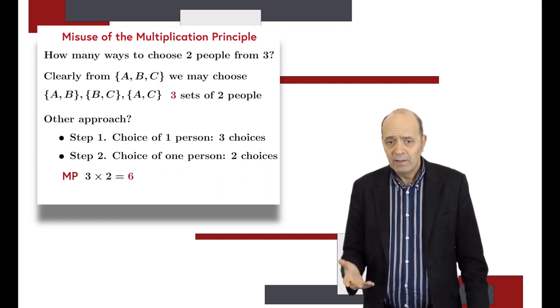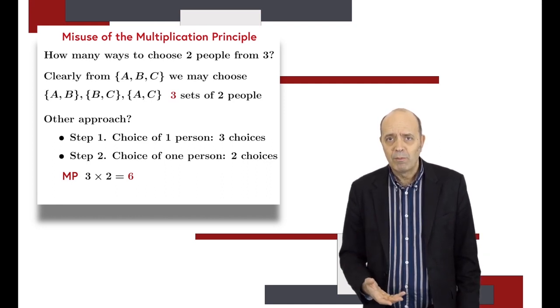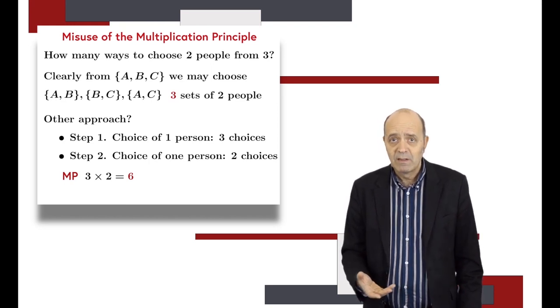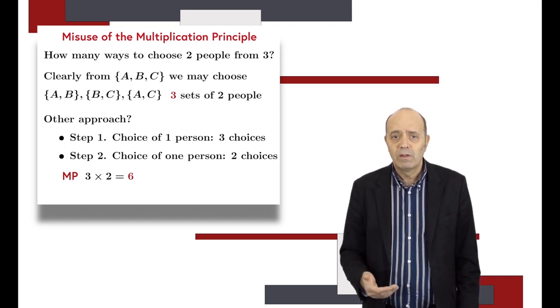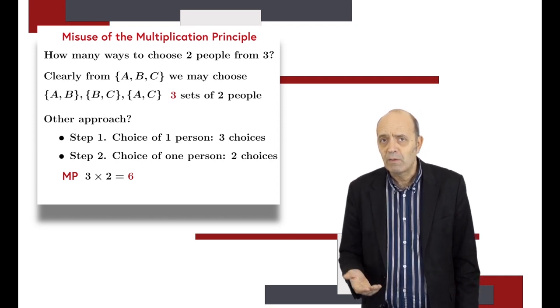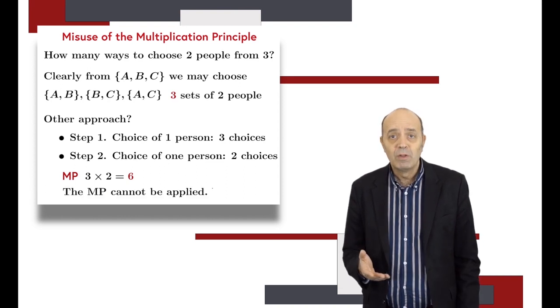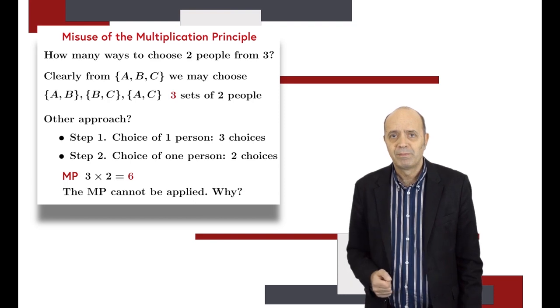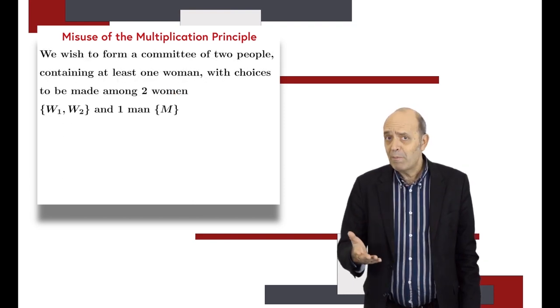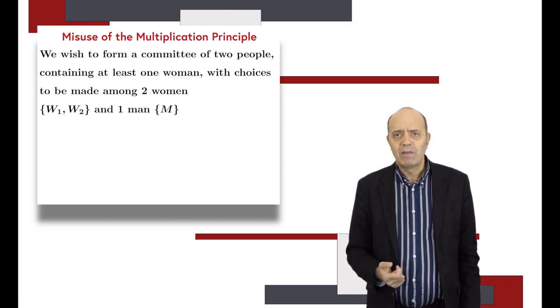Why? Well, the fact is that from the final outcome, which is a set of 2 people, we cannot say who was chosen in the first step and who was chosen in the second step. And so the multiplication principle cannot be applied in this situation. Let's see another example of a bad use of the multiplication principle.